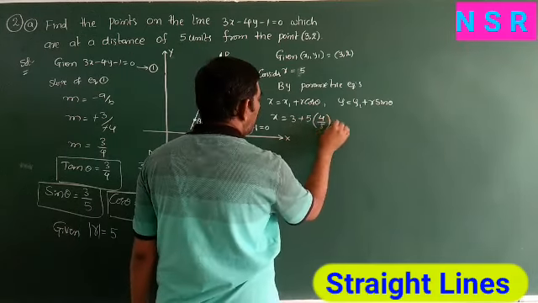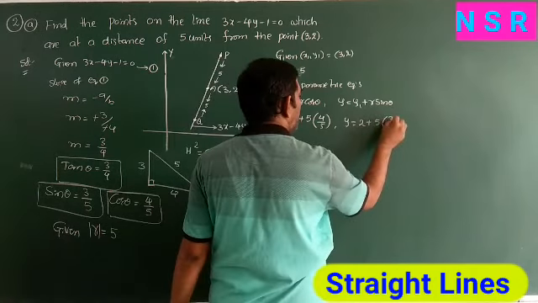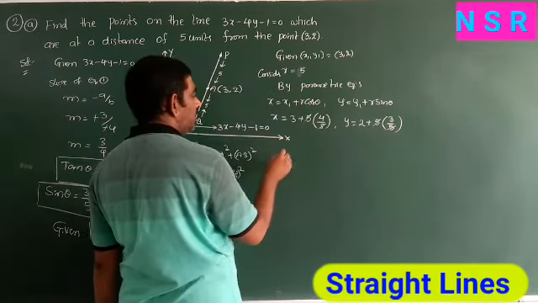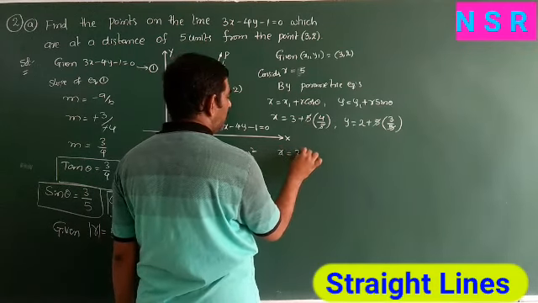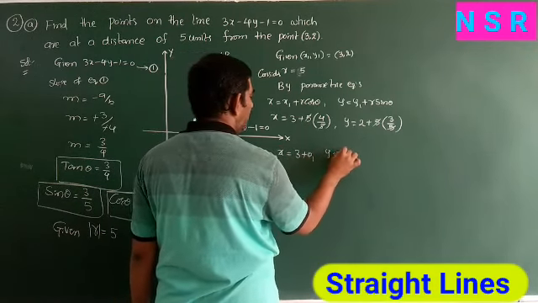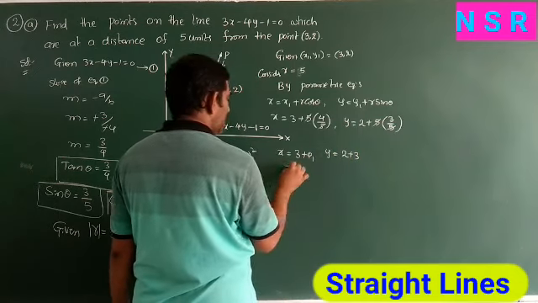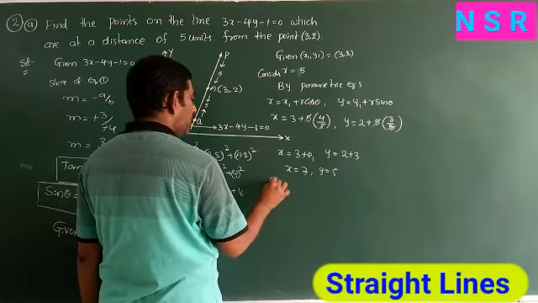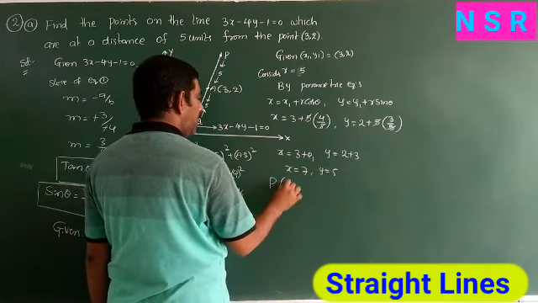Next, y is equal to y1 plus r sin theta, which is 3 by 5. Now here the 5 gets cancelled. Now x is equal to 3 plus 4 and y is equal to 2 plus 3. So x equals 7 and y equals 5. Now point P is (7, 5). So we get the P point.